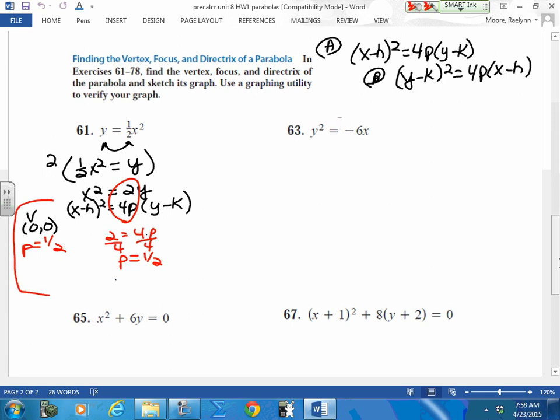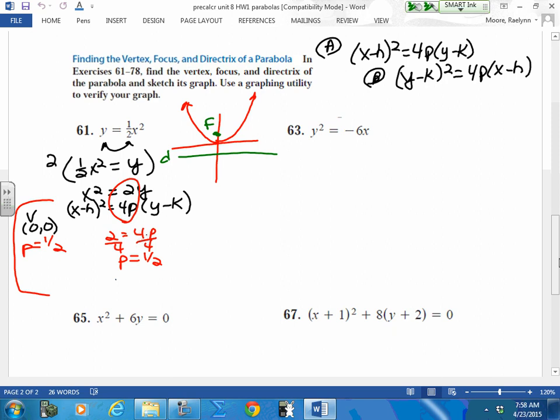Now I'm going to sketch it. We said it's at 0, 0. It opens up a little wider. That's okay. P is inside my parabola. Good so far? Alright. Stop, because I don't want to go too far ahead. P is inside. My directrix is outside. My focus is inside. This is my directrix line.